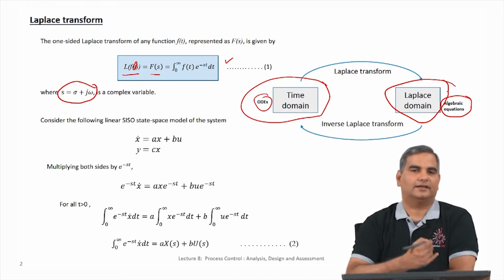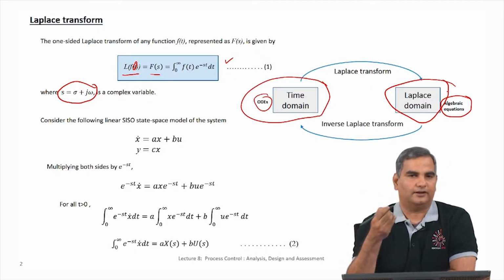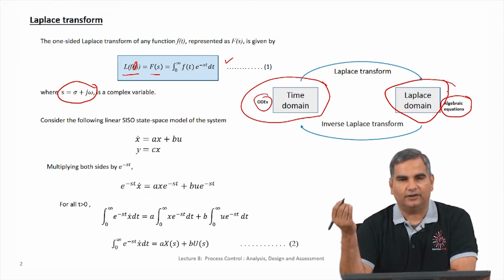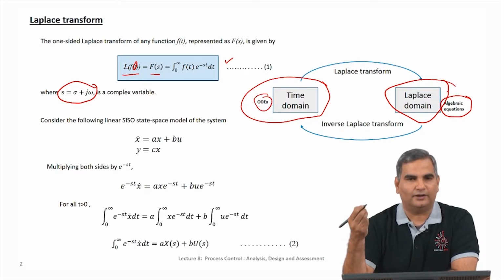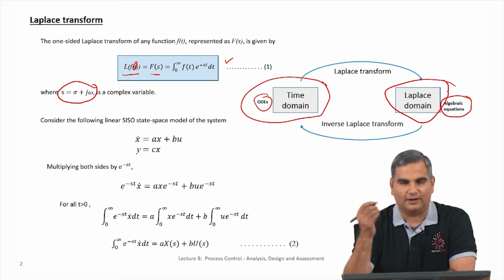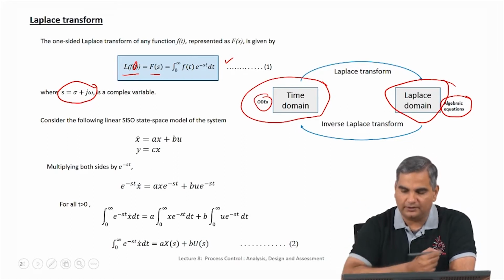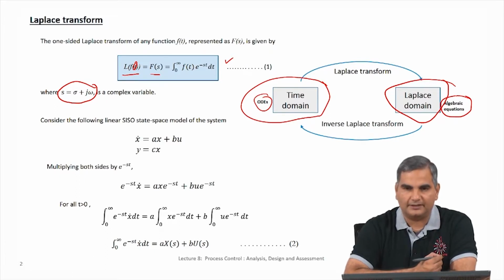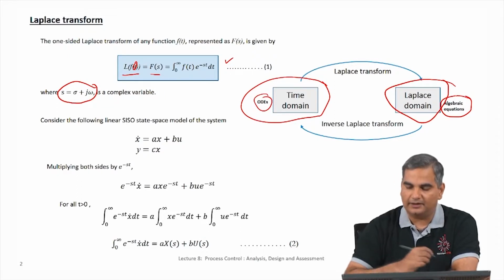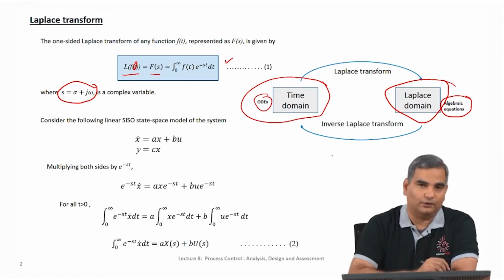So, let us say I increase the inlet flow rate to the tank, how is the height going to vary as a function of time? I am not asking how the height is going to vary as a function of s, which is an abstract concept. So, while it is useful to convert these equations into the Laplace domain and get algebraic equations, one then has to do what is called the inverse Laplace transform and convert the solution back to the time domain.